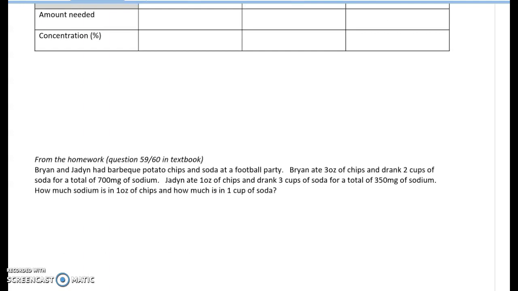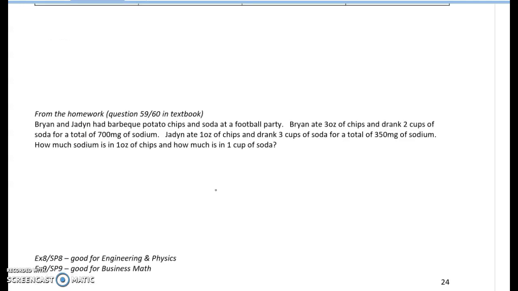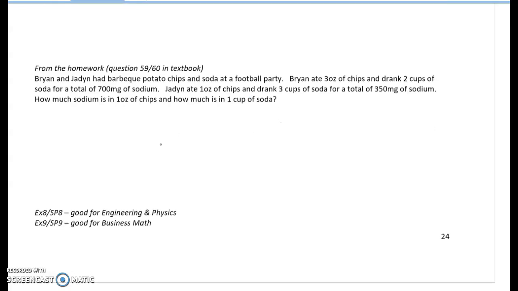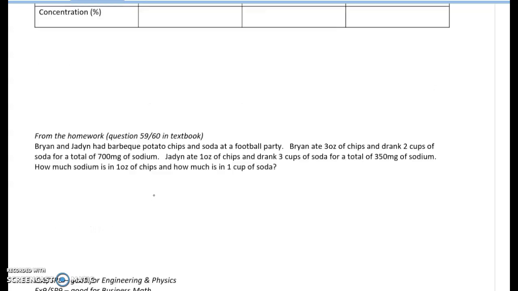Another one was not in the example set, but it's a very common system of equation problem. So I just pulled one from the homework. You might actually have this exact problem in your homework, but I just wanted to go through it because it's a very common setup for a lot of these problems. And then there's a lot more examples in your book. If you're going into engineering or physics, there's some good examples about motion and speed. And then there's a lot of good applications in business math as well, but I didn't want to get too involved into those specific fields.